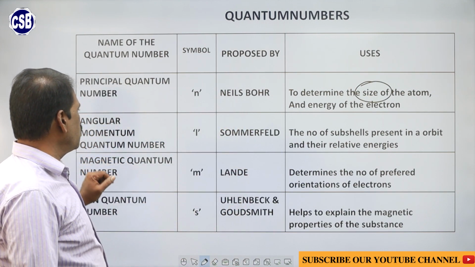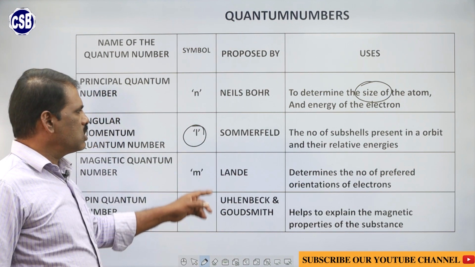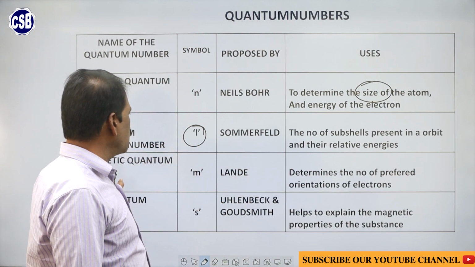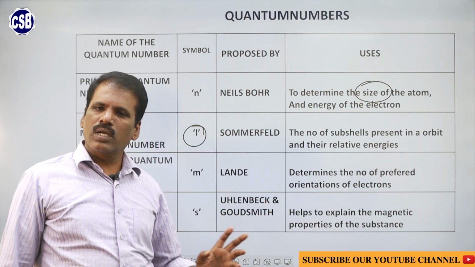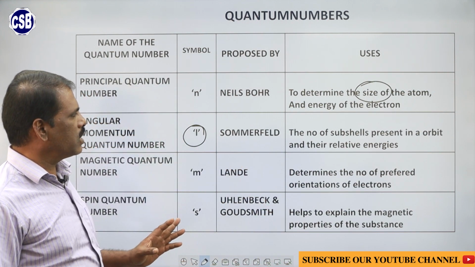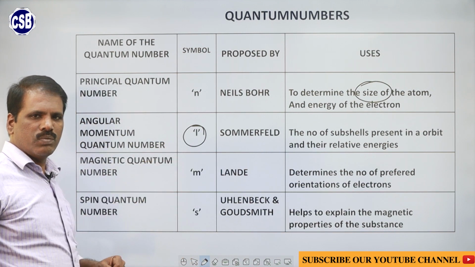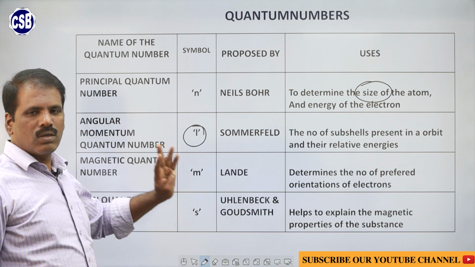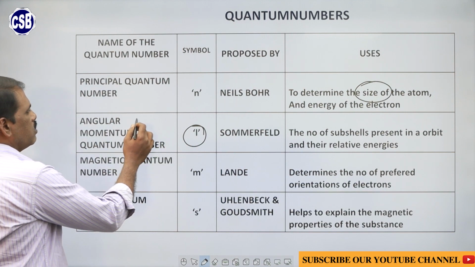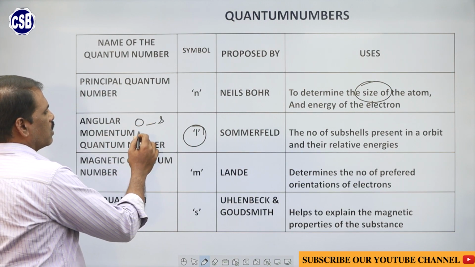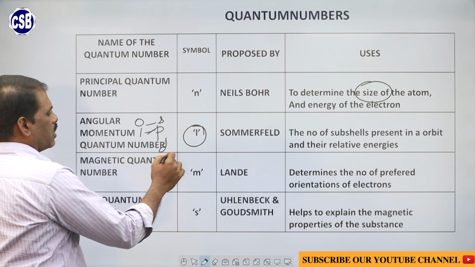The second one is angular momentum quantum number, and the symbol is L. It was introduced by Sommerfeld. Using this quantum number, the number of subcells present in a particular orbit can be calculated. How many subcells are there in a given orbit? That will be calculated based on the values of L. If the L value is 0, it represents S orbital. If L value is 1, it is P. And so on. There are 4 orbitals: S, P, D and F.